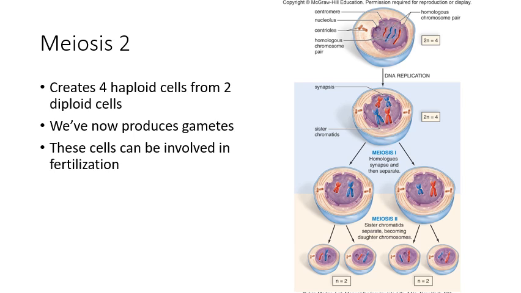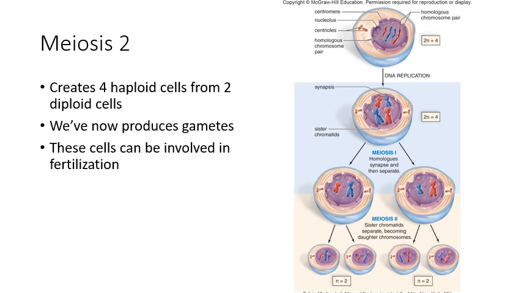So after meiosis 2, we now have 4 haploid cells that can each serve as gametes. They can all participate in fertilization with another organism to make a new diploid cell. So we have meiosis 1 and meiosis 2, and at the end of meiosis 2, we've got our 4 gametes.